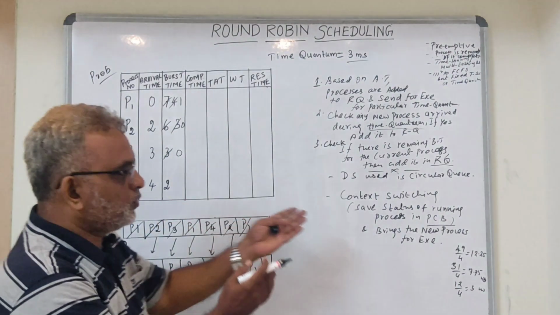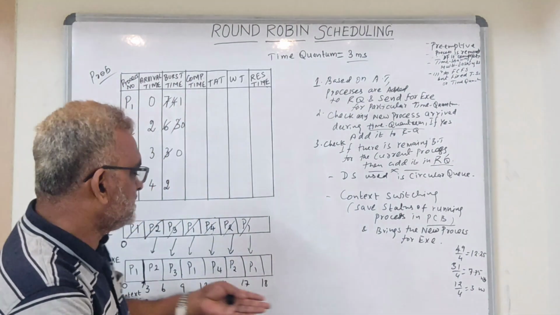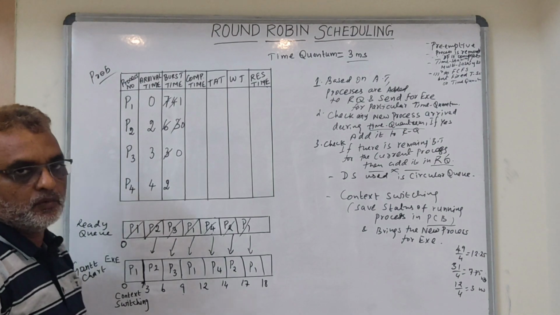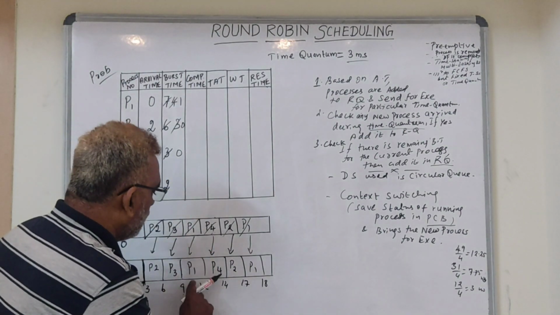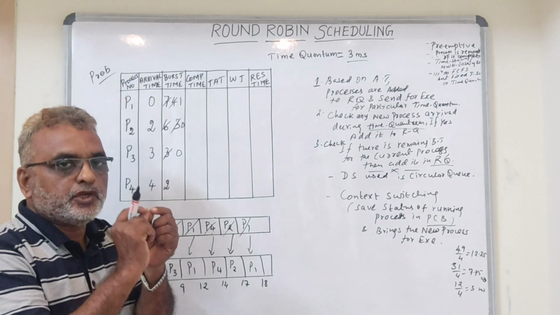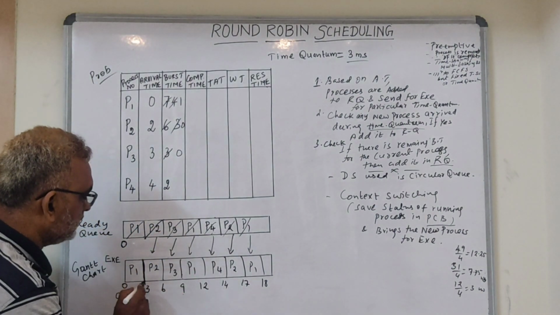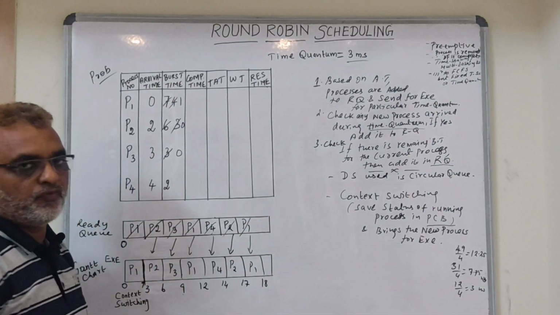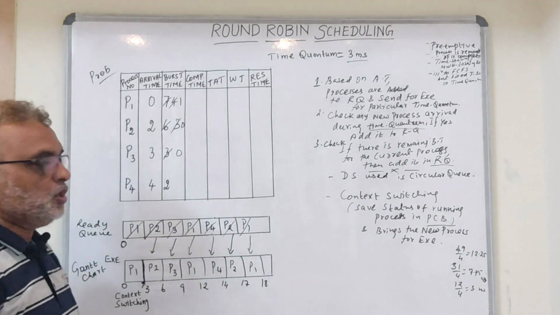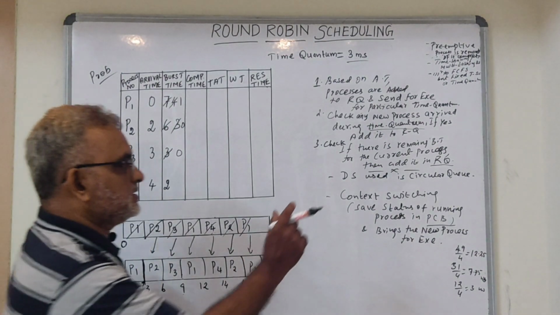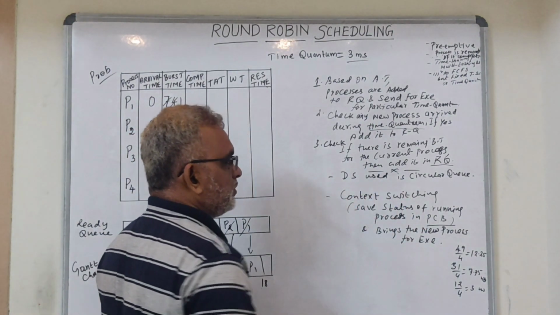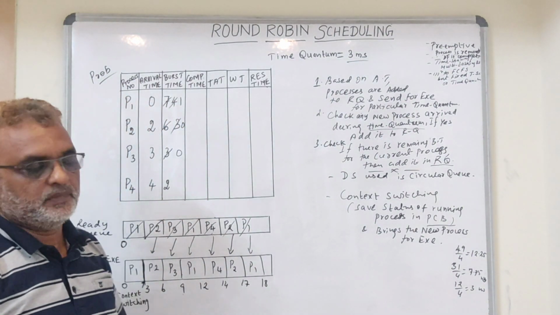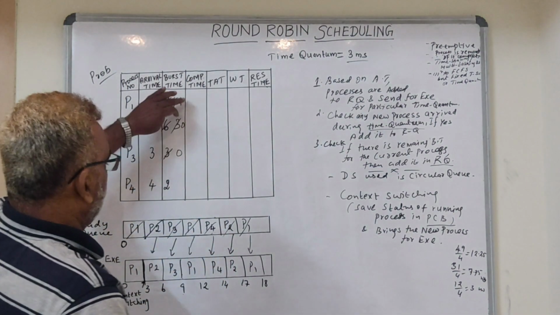So why are we storing this status? Because after some time we have to load P1 again. After loading P1, the execution will continue from the portion that was left out, from here. Because of that particular reason, context switching is used in this scheduling algorithm. Okay, so now it is over.